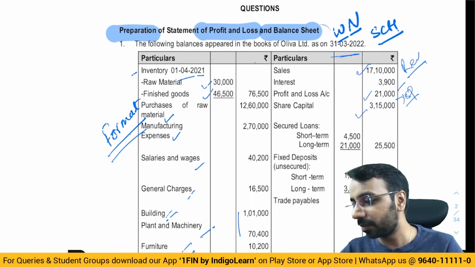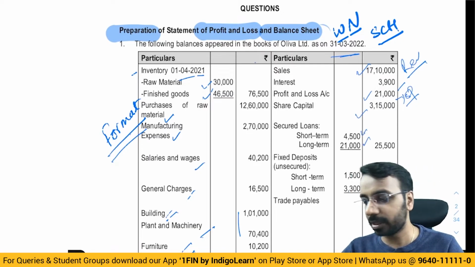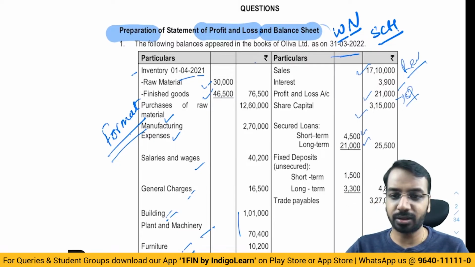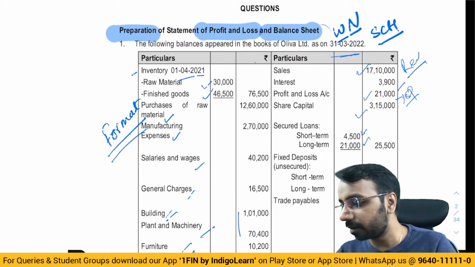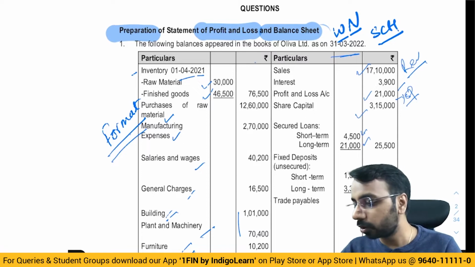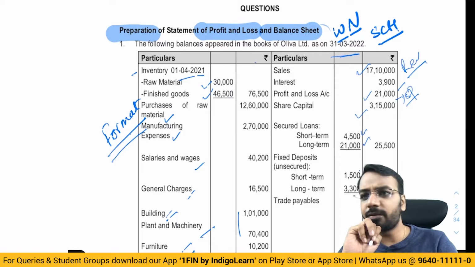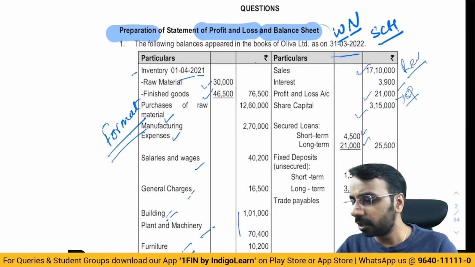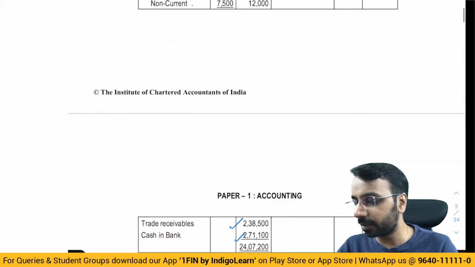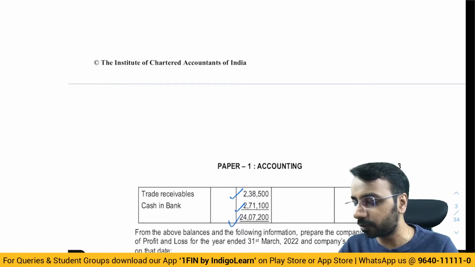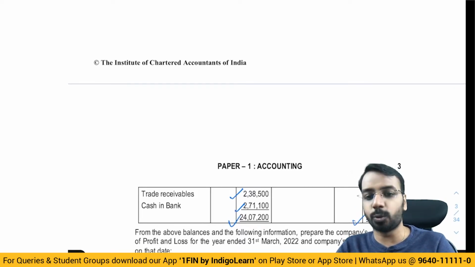Then share capital has been given. Secured loans, short term, long term has been given. Long term will be a non-current, short term will be a current. Then fixed deposits, unsecured, short term, long term, 1500 and 3300. Now, some of you may have a doubt. Why is fixed deposit coming on the other side? Because this is a trial balance 2407-200, 2407-200.